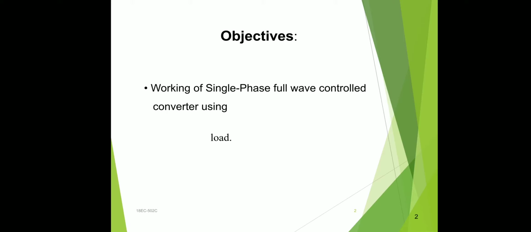What does a converter or rectifier mean? A rectifier is a device that converts the AC signal to the DC signal. Here it is a controlled rectifier, a controlled converter. That means the output value can be controlled in these circuits, right?